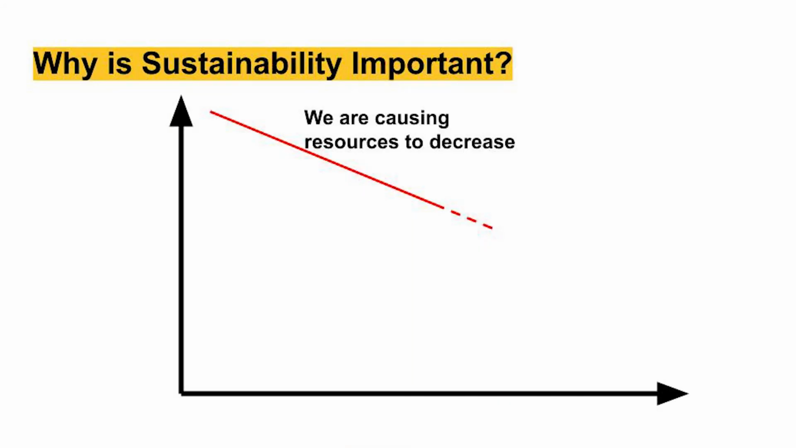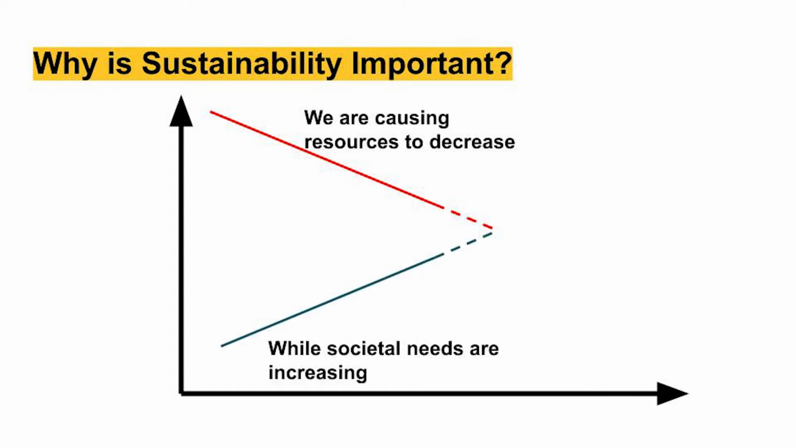Here's one of my favorite examples of sustainability. It's called the funnel model, and I'll show you why in just a second. So if we ask the question, why is sustainability important? One of the things that we can start to talk about is how we are causing, through our human activity, resources to decrease over time. So that's what this line represents here, resources decreasing over time. And at the same time, our social needs are increasing, both because our population is getting bigger and also because our social systems are getting more intensive.